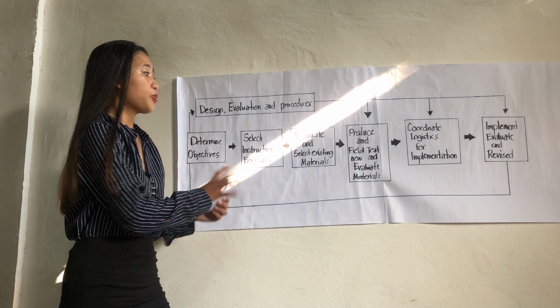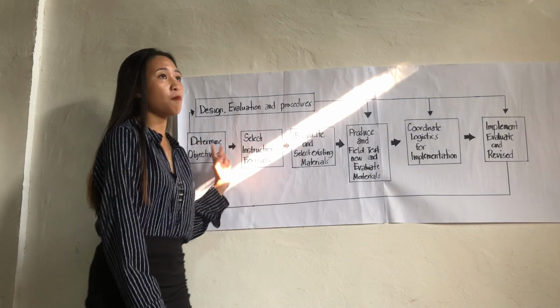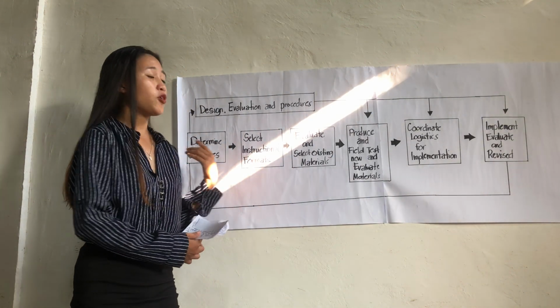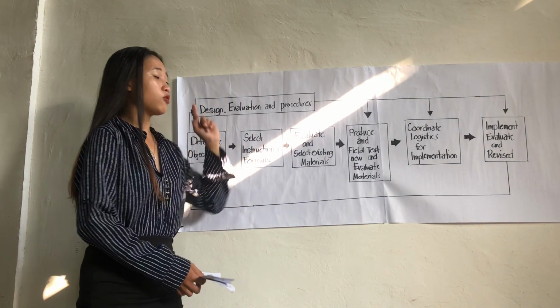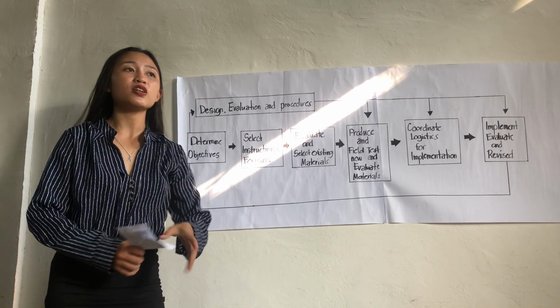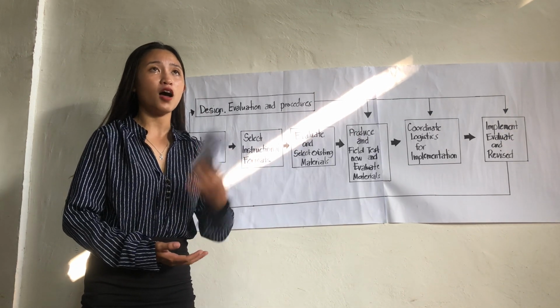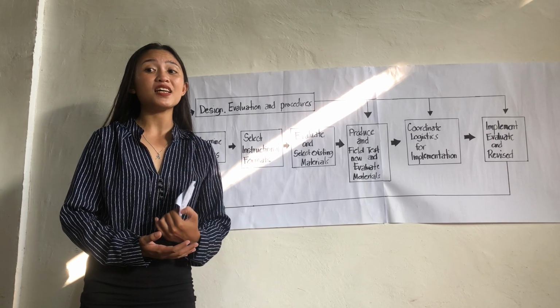So these steps, this step-by-step process in the systematic design model, is a repetitive process in design, evaluation, and procedures to really identify the gap in the implementation of the curriculum and for us to know if that curriculum is really effective or not.